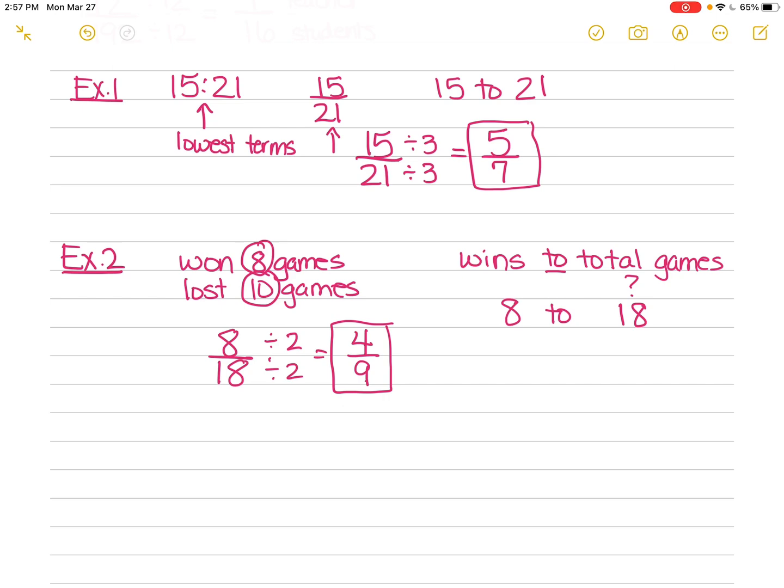So, I mean, just ratios, sorry, not proportions yet. We will get to that part. Okay, not in this lesson, but later.